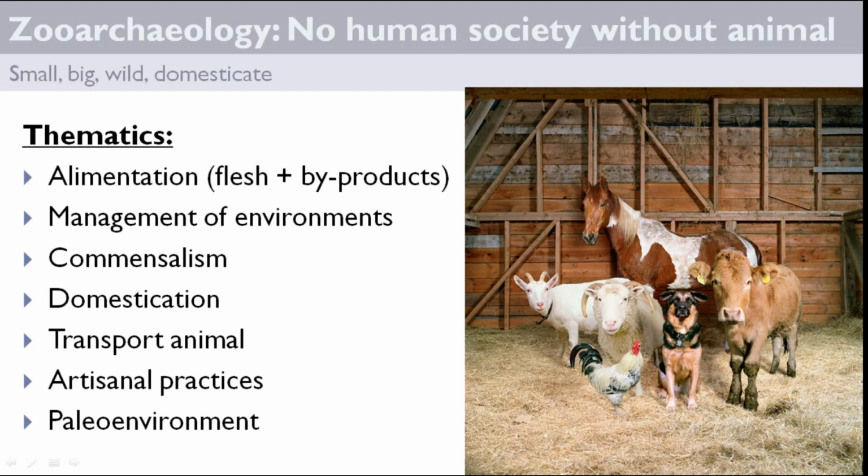And indeed, it's very interesting to focus on the animal remains that we can find on archaeological sites, because, as you probably know, there is no human society without animals. They can be small, they can be big, they can be wild or domesticated. When we study the relationship between humans and animals across time and space, you can speak about several themes, like obviously the question of alimentation, the exploitation and management of the environment, commensalism, domestication, the case of transport animals, artisanal practice, and of course paleo-environment themes.